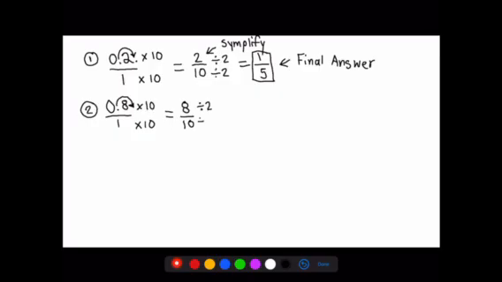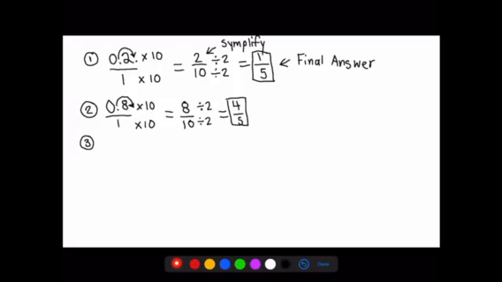So to reduce or simplify, we would have to find a common factor, which is 2. Whatever you do to the top, you do to the bottom. So we divide the numerator and the denominator by 2. So we get 4/5.